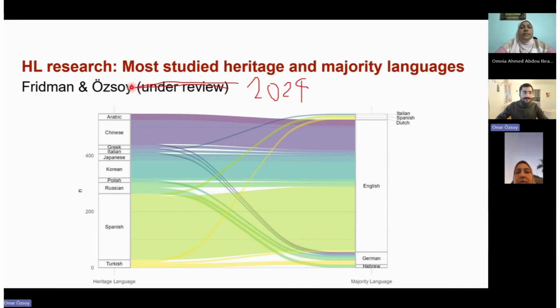And you see that it's a very small selection of languages compared to what would be possible to be done. So that's one thing that we should do more and better in the field, is to look at more languages.